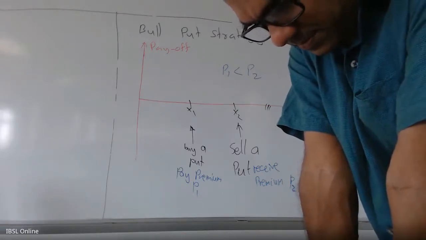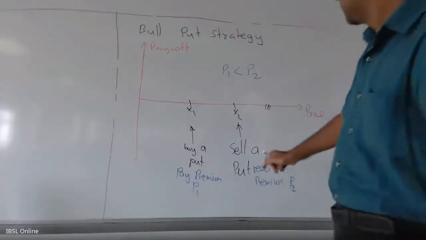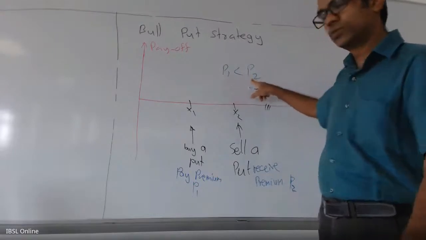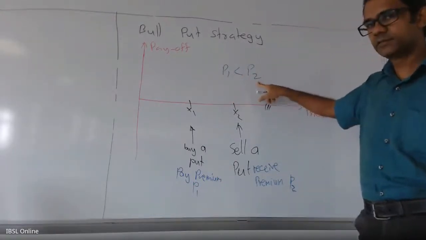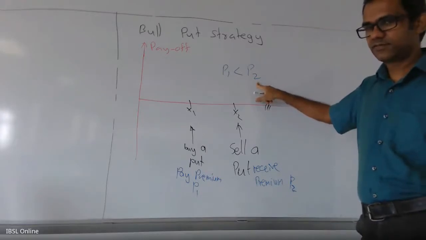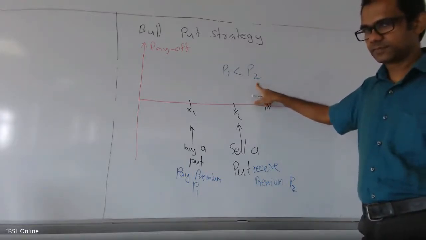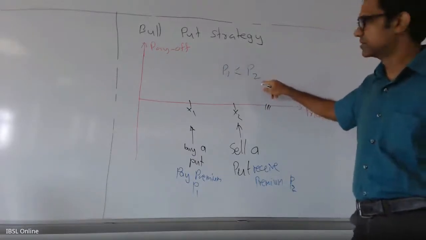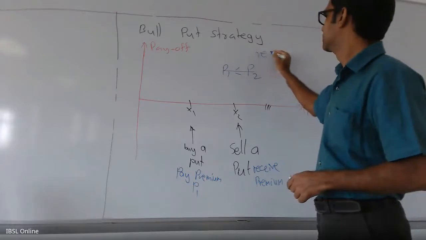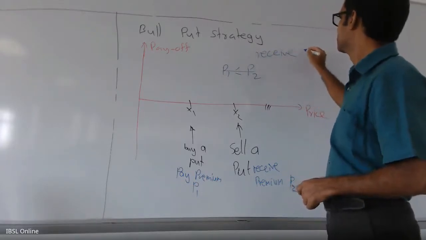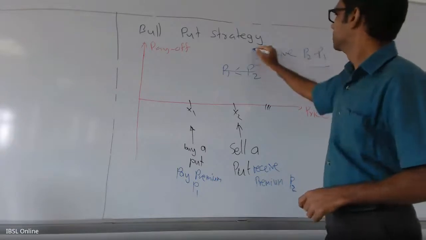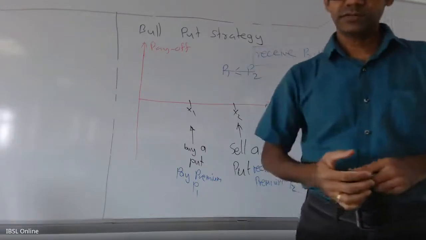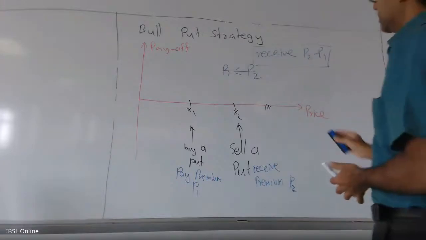You have to pay. If P1 is less than P2, this is what you pay, this is what you receive. What is the net? The amount that you receive, P2, is higher than the amount that you pay. So in this, you receive P2 minus P1. Clear? That's what you get.